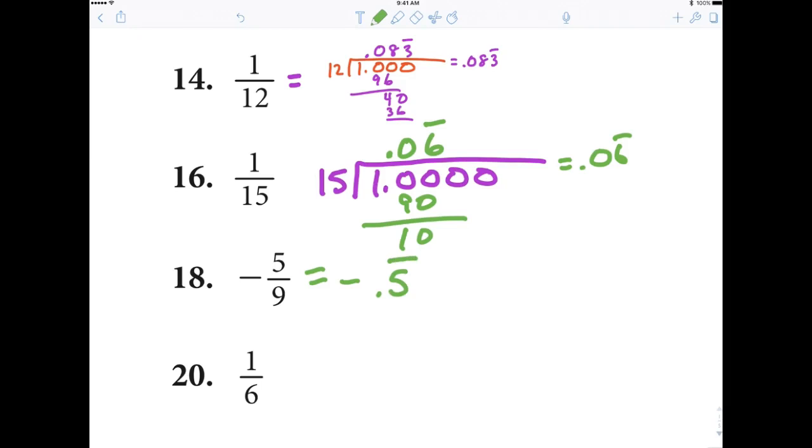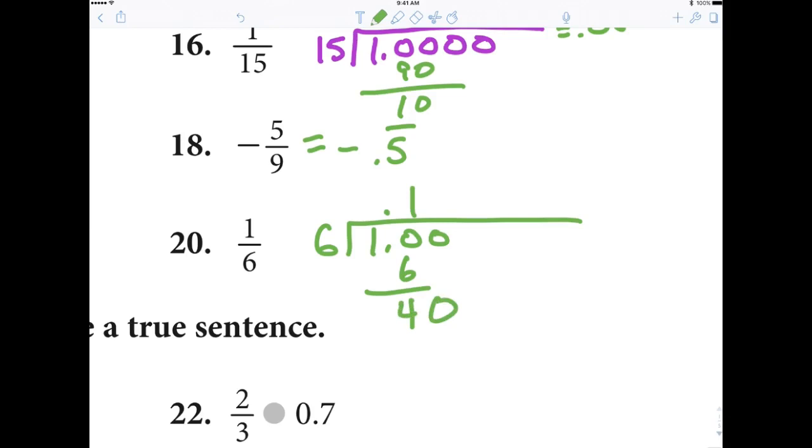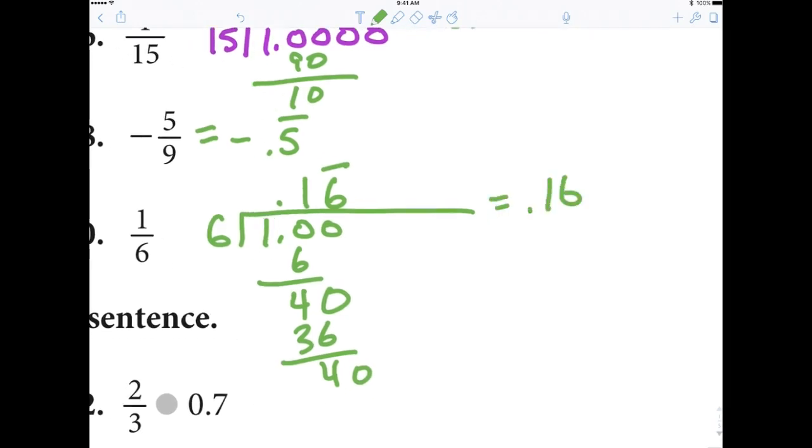All right. 1/6 is not something I would want you to know or that you're expected to know. So let's do the division real quick. 6 goes into 1.00. How many times does 6 go into 10? 1. Subtract. 4. Bring down a 0. 6 goes into 40. 6 times. Oh, there we go. There it is. So 1/6 is 0.16 with a bar just over the 6.